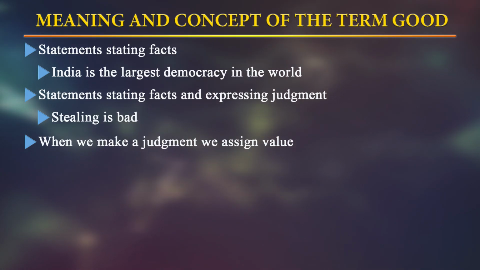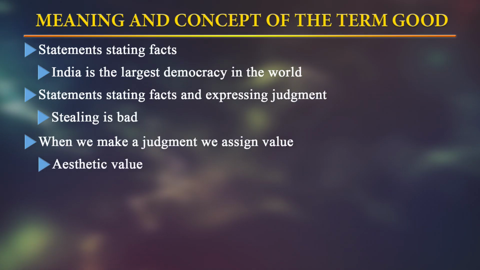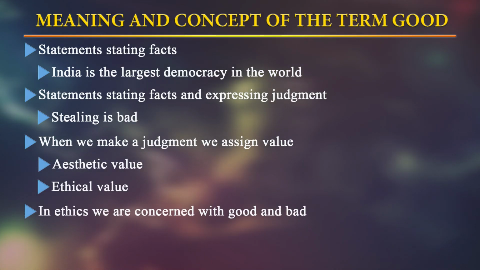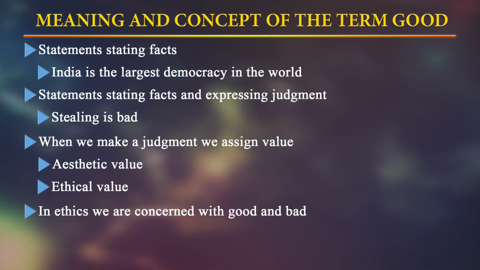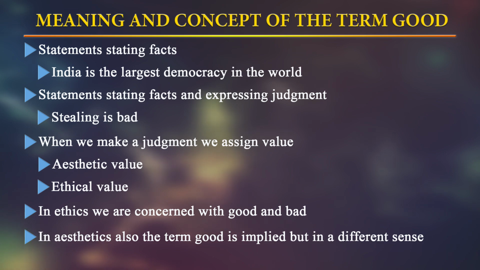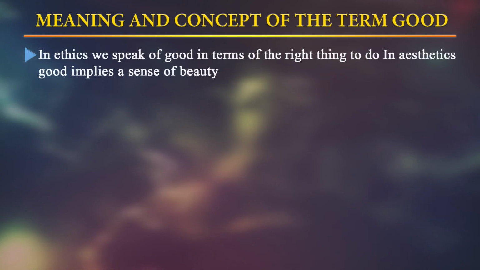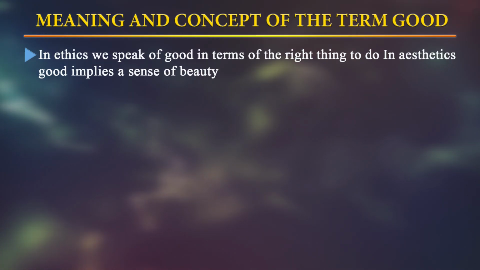These values assigned by us may either be ethical values or they may be aesthetic values. In ethics, we are generally concerned about good and bad, whereas in aesthetics also the term good is used, but it is implied in a different sense than what we imply it in ethics. In ethics, we speak of good in terms of the right thing to do.